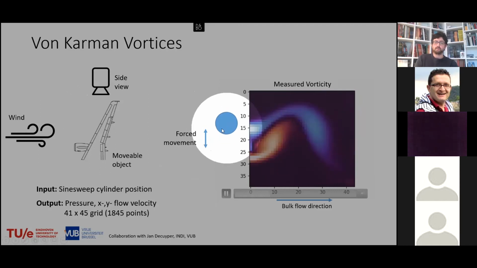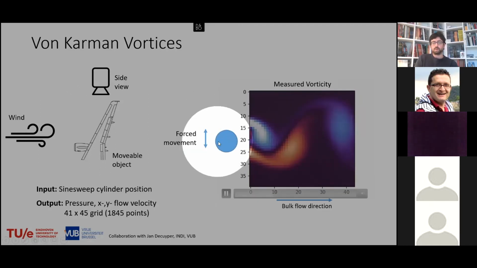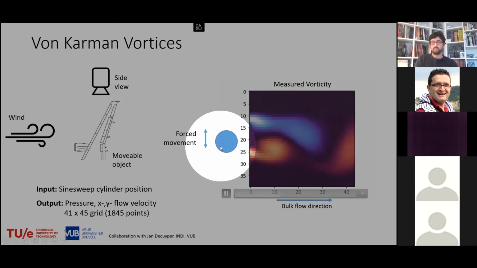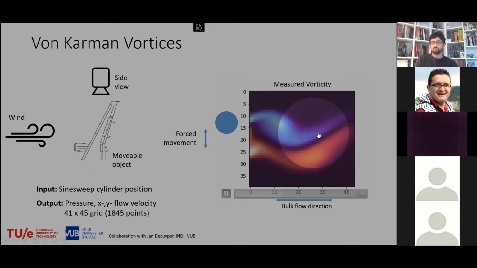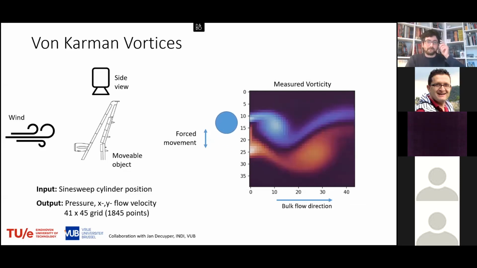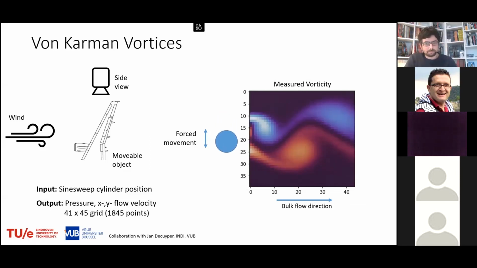We now have a cylinder which is in a constant airflow. The cylinder moves up and down. There is a sine sweep input for the position of the cylinder, and then we observe the flow of the fluid after the cylinder, and then we get vortices there.